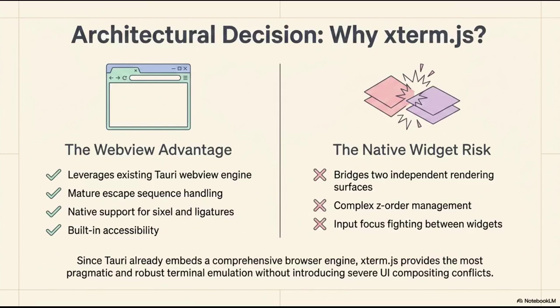Conversely, on the right, we identify the risks that would arise from using a native terminal widget. This approach would necessitate bridging two independent rendering surfaces, the native widget and the WebView, creating significant complexity. This often leads to complex Z-order management issues, where different UI elements struggle to draw correctly on top of each other. Most critically, it introduces the risk of input focus fighting between widgets, resulting in a frustrating and unreliable user experience, where keyboard input might not consistently go to the intended component.